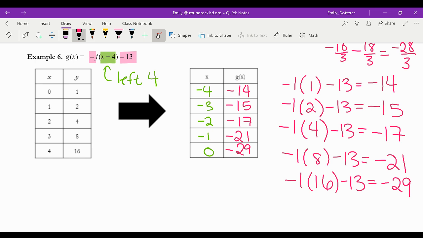So there we go. If the transformation is left, we're going to subtract that number. If it's going to the right, we're going to add. And then to get the new y value, multiply the original y value by a. And then you're going to add or subtract d, depending on if it's plus or minus.